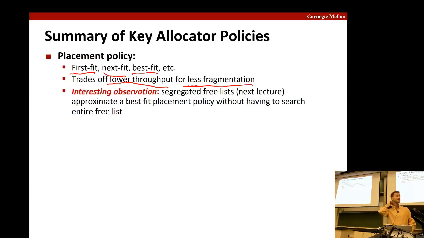Interesting observation, one of the reasons that segregated free lists, remember these are the ones where you have different allocation classes for different sizes, is a somewhat popular thing to do, is because it actually can approximate a best fit placement policy without having to sort of do this lengthy search.